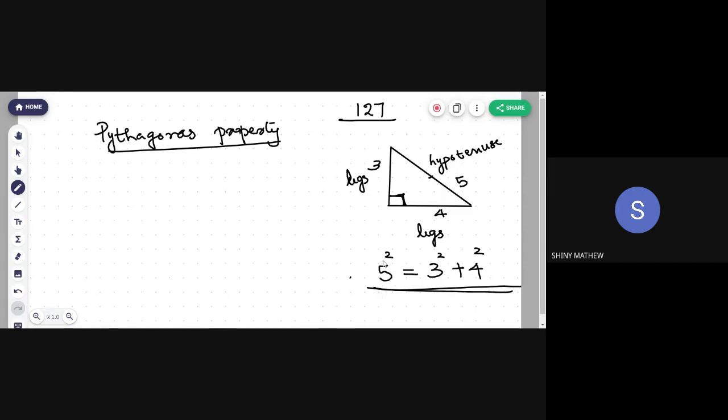Let us check whether this is correct. Okay, what is the square of 5? 5 square means 5 into 5, 25. Then 3 square means 3 into 3, 9. 4 square is 4 into 4, 16. Okay, correct, right? 9 plus 16 is 25. This property will always be correct. This was discovered by Pythagoras. It is a very important property. In all your higher classes you will use it.